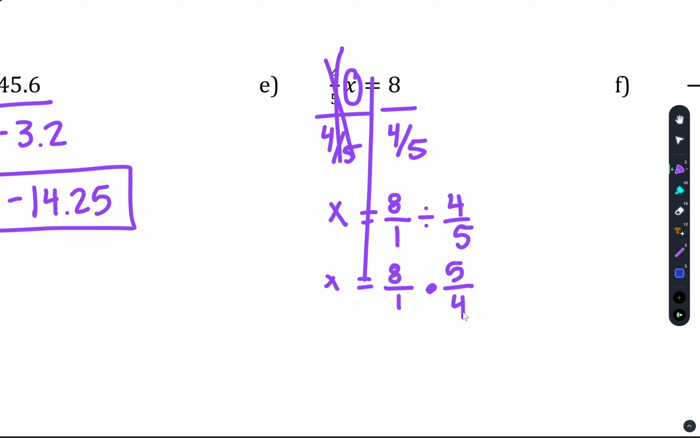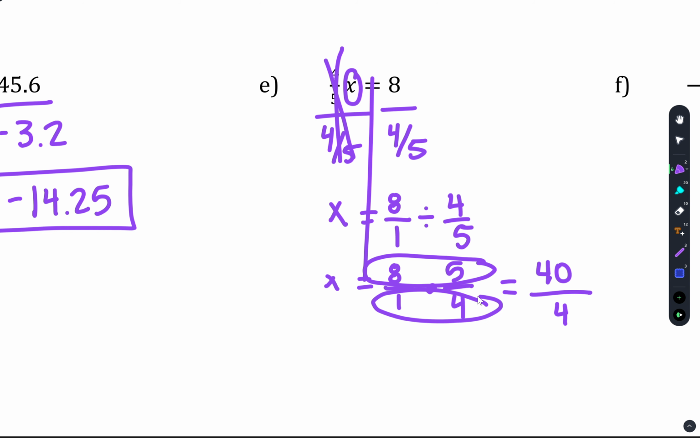I saw a couple issues with this on the test. We're trying to multiply in an X shape. Make sure when we're multiplying fractions, we're multiplying the tops together and the bottoms together, not in an X shape. So if I do 40 over 4, I get x equals 10. Does that sound about right? Fantastic. Any questions on that?